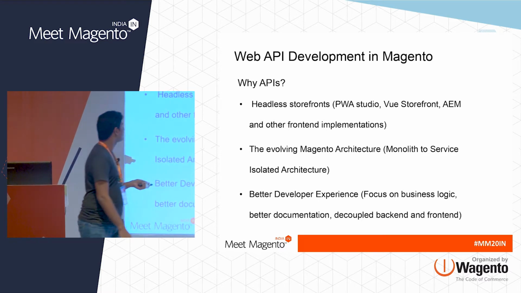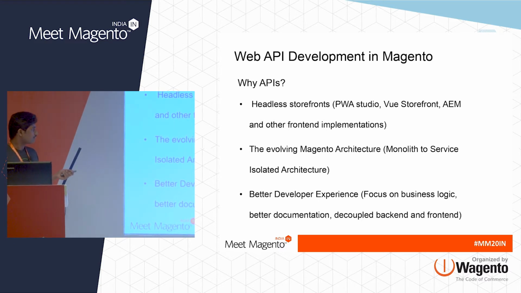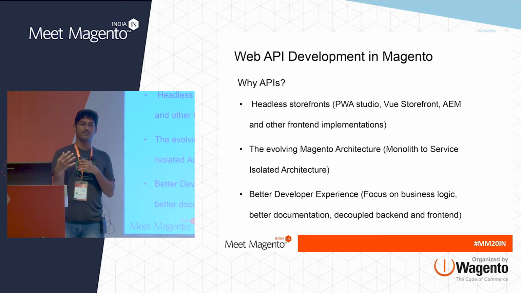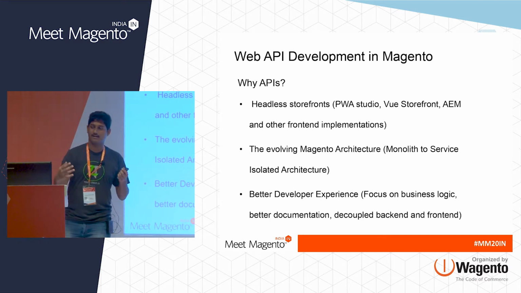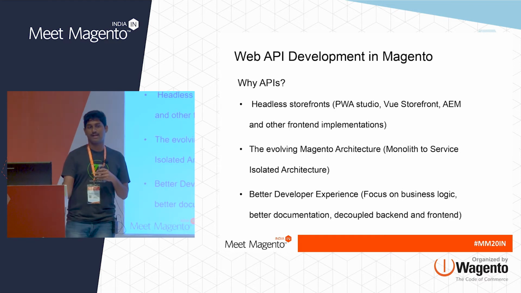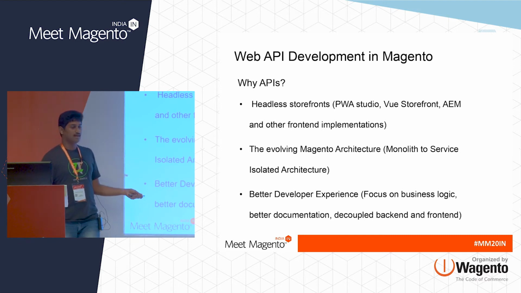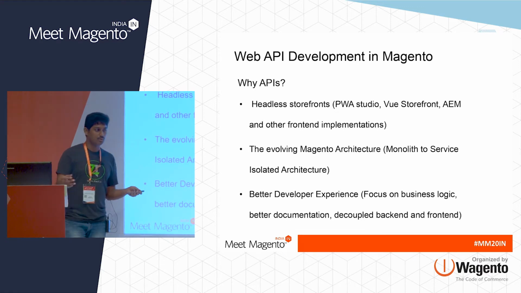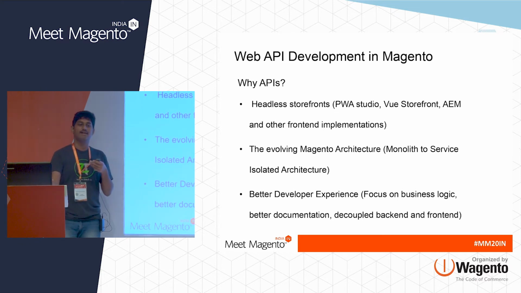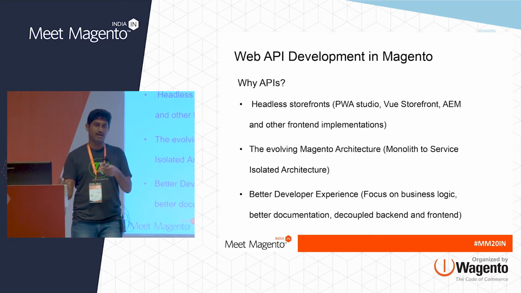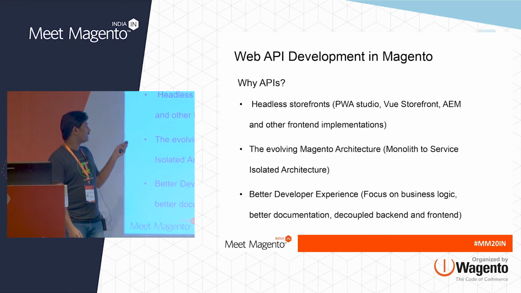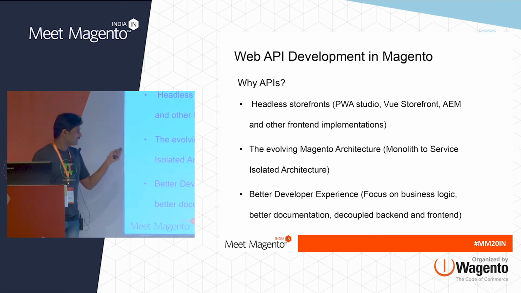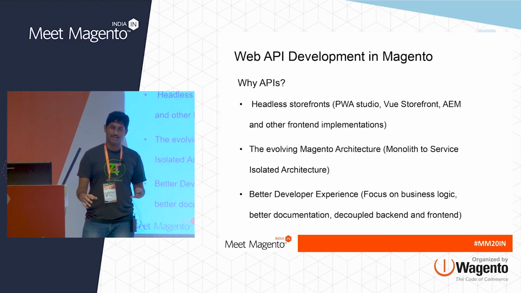First, we have to know why we need APIs. We are going towards a headless storefront. We want to come out of a legacy storefront like Luma to a completely headless PWA Studio or Vue Storefront or AEM-based SIF kind of frameworks. To achieve that, we need APIs. We need to get data from our Magento backend and feed it to these storefronts. And second, our Magento architecture is evolving.